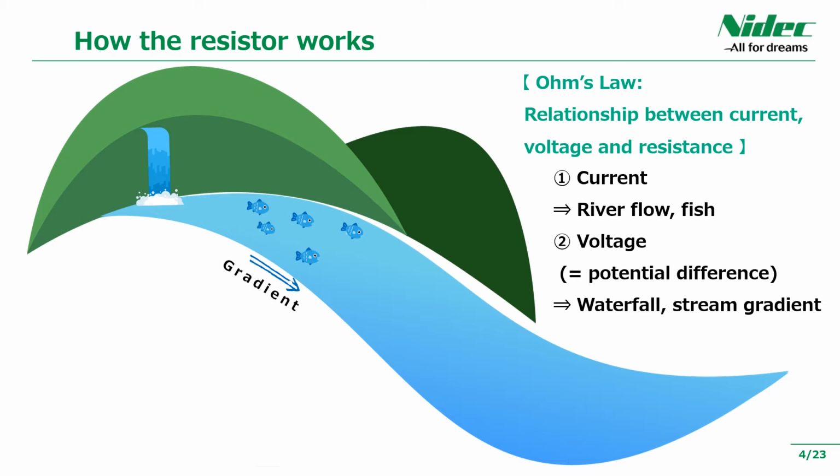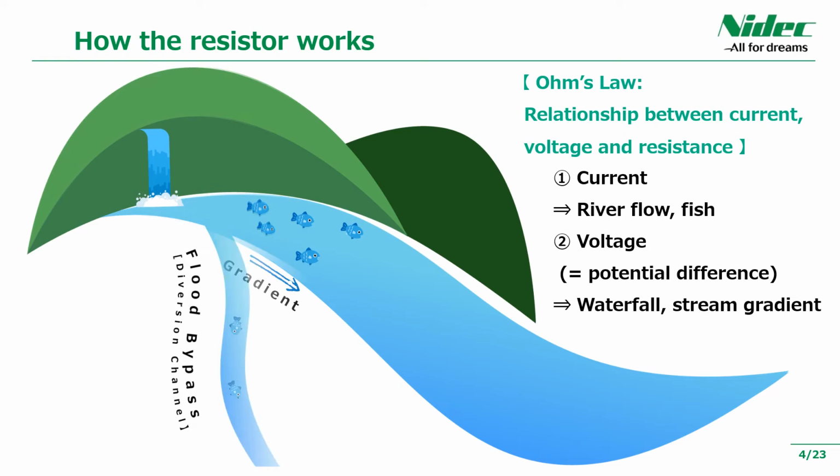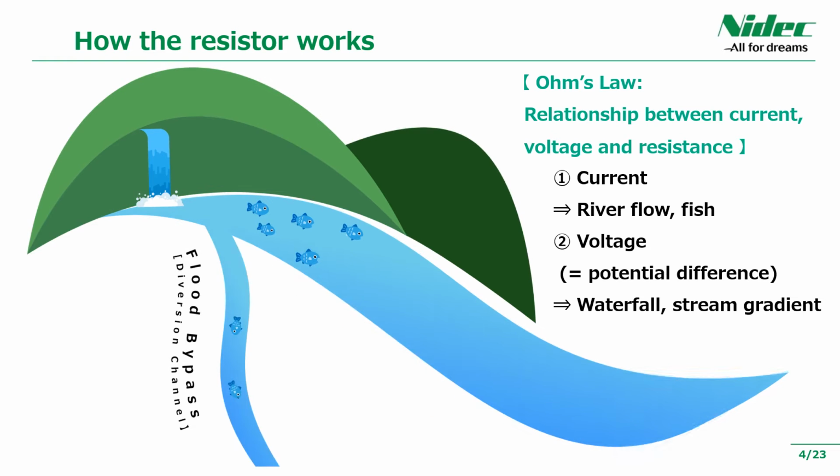Next, let's add the electrical resistance in the river of this slide. First, a flood bypass in a river branch has the effect of slowing down the flow of the river, and it is similar to the state of electricity that divides the voltage and drops the voltage.